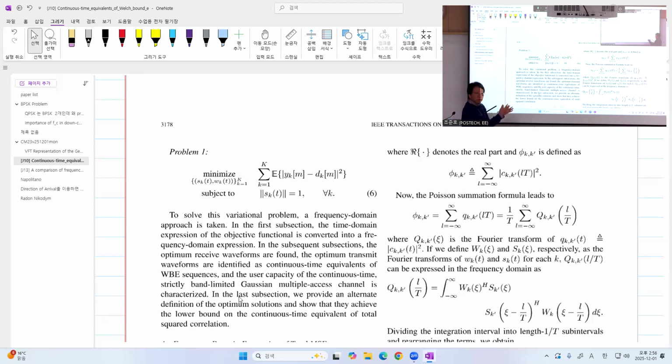But this is different. Here we have white noise. N of t is white Gaussian noise. And now we have capital K transmitters and a single receiver with capital K receivers. And the total mean squared error is to be minimized by optimizing all the transmit and receive waveforms. Got it? So you see the difference.